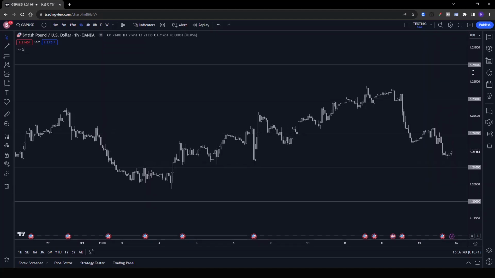Now there are indicators in TradingView. You can just search the indicators that actually do this for you. I prefer to draw them manually. But what I'm going to do now is just show you how powerful these levels are.